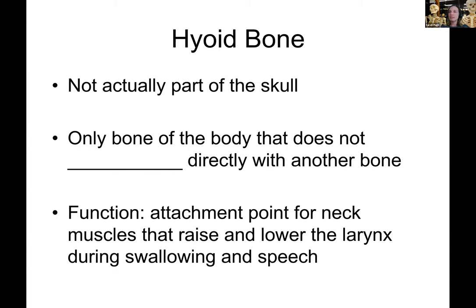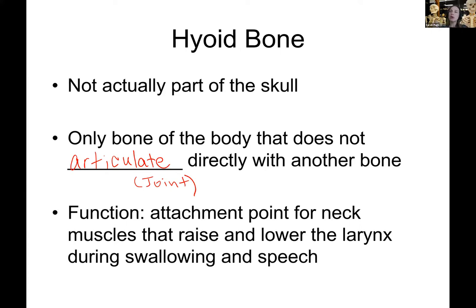This bone is pretty interesting. This is the only bone in the body that does not articulate directly with any other bone. That term articulate means it's just a joint. So basically, it's not forming a joint. The hyoid bone is actually held in place by muscle.